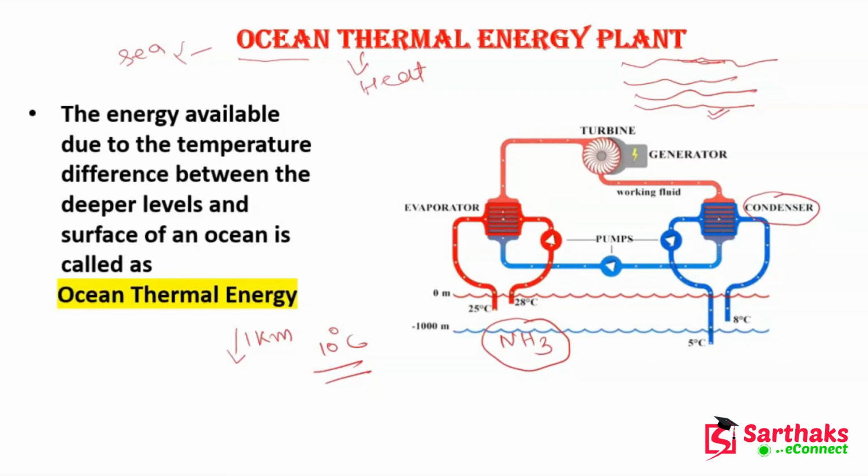Now guys, this ammonia is sent to the condenser, where the temperature is very low. When the temperature decreases, the gaseous ammonia converts back into liquid form. Then this liquid ammonia is sent again to the evaporator, and this process goes on. This is how we utilize ocean thermal energy. The energy available due to the temperature difference between the deeper levels and the surface of an ocean is called ocean thermal energy.